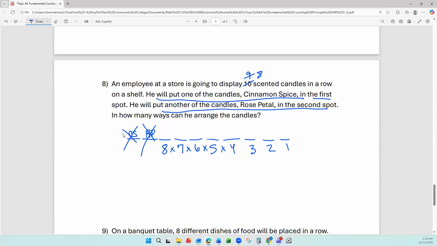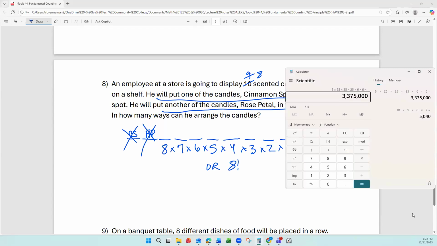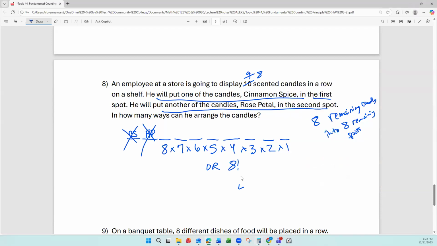But this is really, we're taking the 8 remaining candles into the 8 remaining spots. So this is arranging 8 objects into 8 spots, so that you could also calculate as 8 factorial. I can go in my calculator and type 8 times 7 times 6 times 5 times 4 times 3 times 2 times 1, or I can go 8 and then hit my factorial button, the exclamation mark, and get the same result, 40,320.